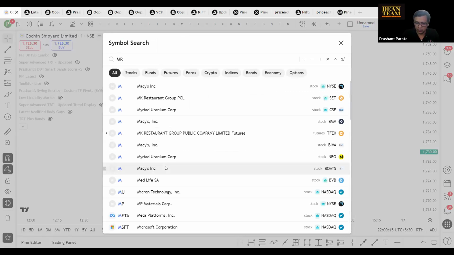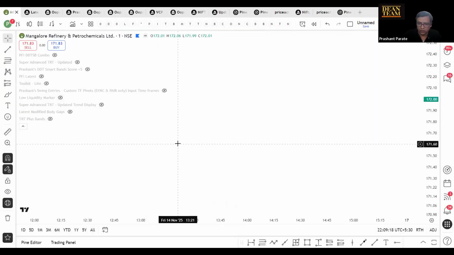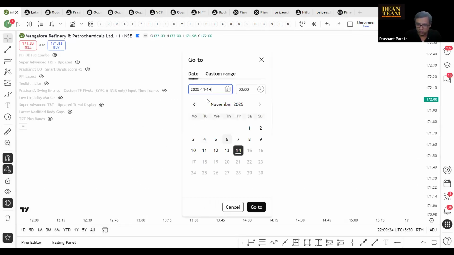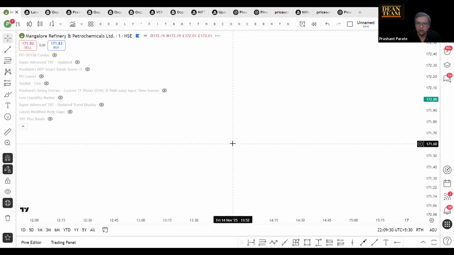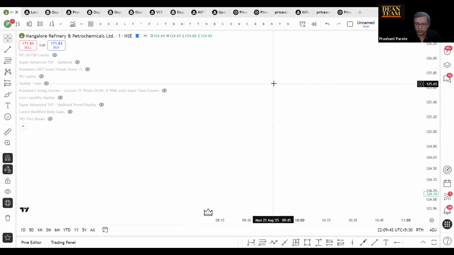MRPL. Okay. We'll go to MRPL and go to some date from the past, before 2018. Okay, so this is the last available date, and this is 2025. So instead of that, we should get some stock which is an old one.